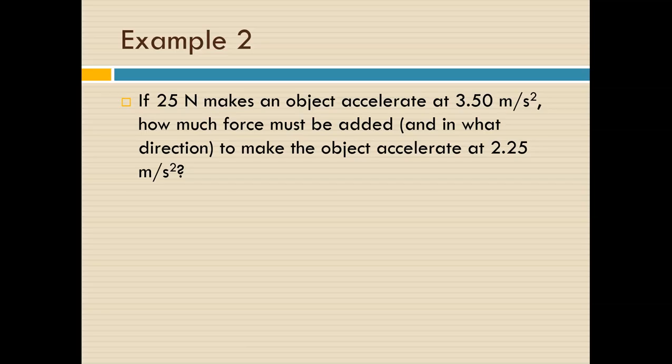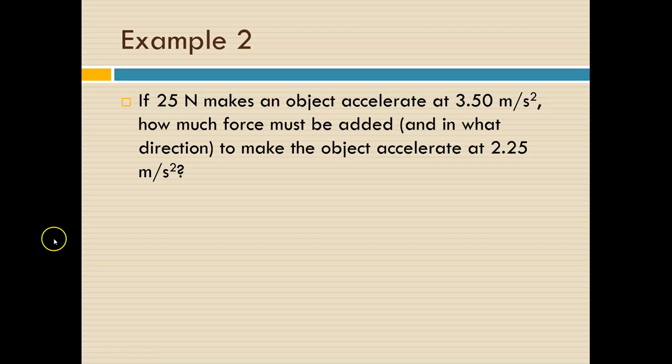This is a little bit different, not necessarily the way I described it there, but we can work this particular problem. If 25 newtons makes an object accelerate at 3.5 meters per second squared, how much force must be added and in what direction to make the object accelerate at 2.25 meters per second squared? Go ahead and work together on this one. I'll give you a few minutes to work on it.